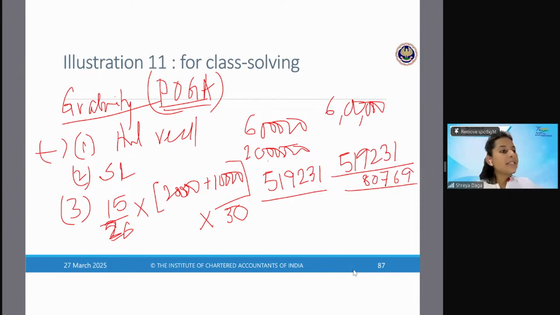What is the taxable gratuity you are getting? You are telling me the exemption. 519230 is the amount of exemption. What is the taxable gratuity? What will we carry to Note 2 in the main sum? Will we carry the exemption or the taxable value? $80,769 is actually the taxable value, which will enter the computation as note 2.